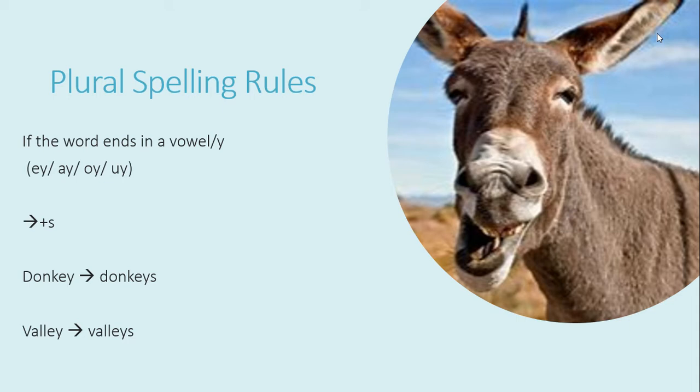If it's slightly different at the end, and it ends in a vowel Y, such as EY, AY, OY, or UY, we simply add an S. So donkey becomes donkeys, valley becomes valleys.